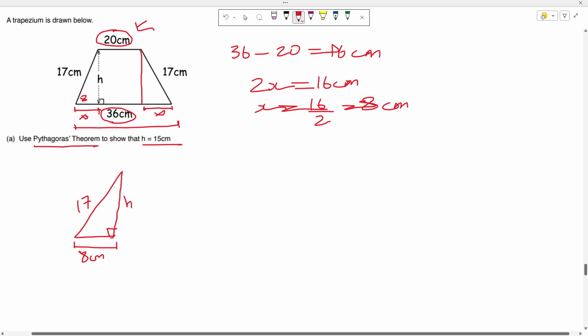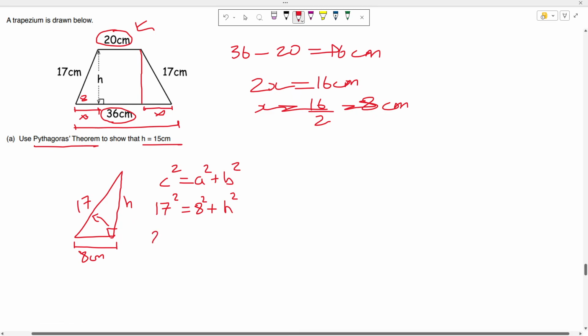Now, what do we know from the Pythagoras theorem, guys? We know that c squared is equal to a squared plus b squared, right, where c is our hypotenuse. And how do we find the hypotenuse? It will always be opposite to the right angle. All right, guys? So what do we have here? We have 17 squared is equal to a squared, which is 8 squared, plus in this case h squared. Okay, it doesn't matter if you swap these two, the final answer is going to be the same.